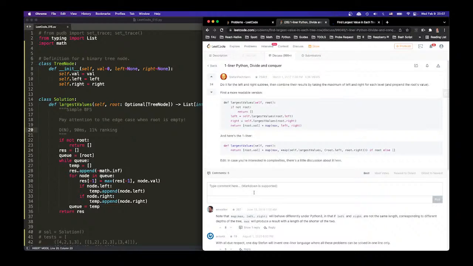Divide and conquer. I mean, this is O of n, so I would say this is O of n log n. As you divide, this is the merging. The merging is O of n.